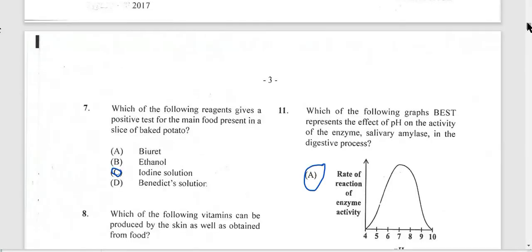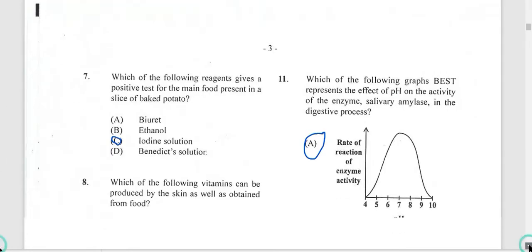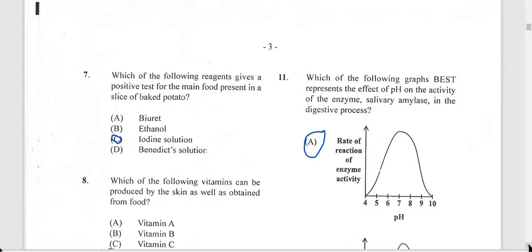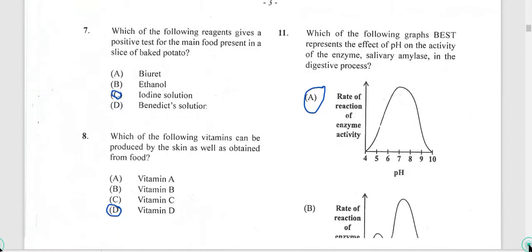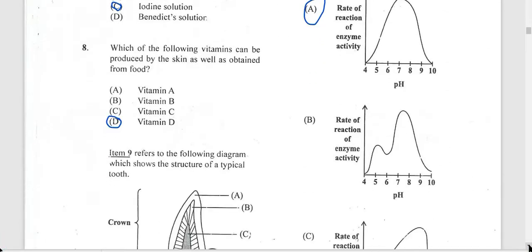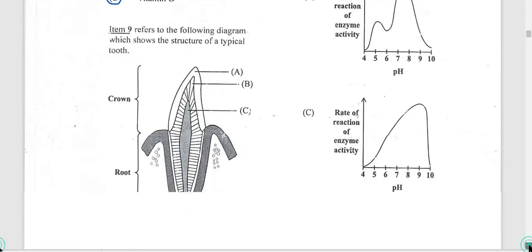Which of the following graphs best describes the effect of pH on the activity of enzymes, saliva enzyme, in the digestive process? This one was very easy to do. So we're looking at the salivary enzyme. That one is found in the mouth, and it is acting on starch, and it acts somewhere between 7 and 8, pretty much almost neutral pH. So A is going to be your answer there. These graphs are really nicely laid out.